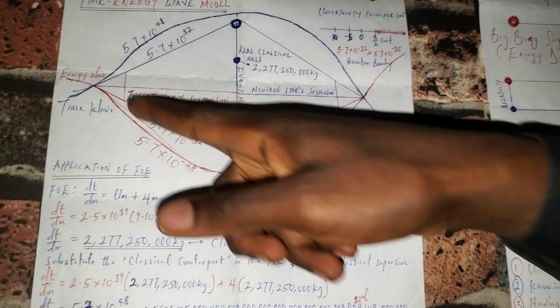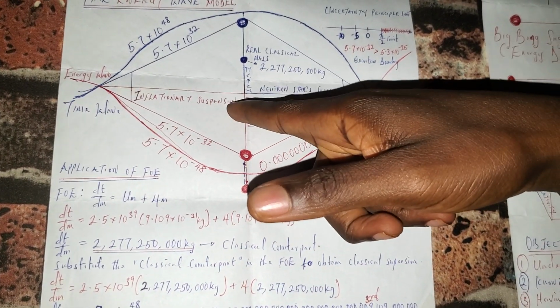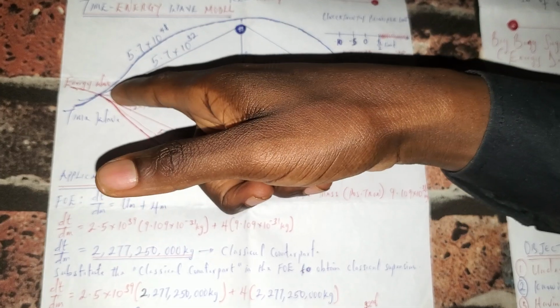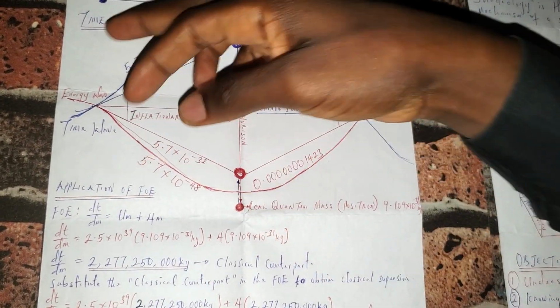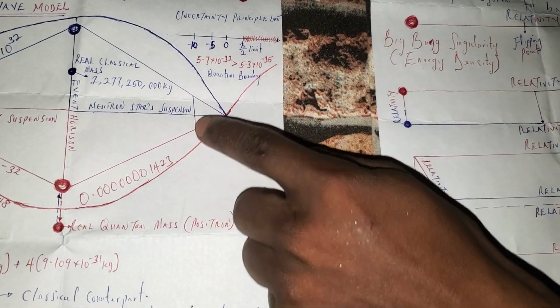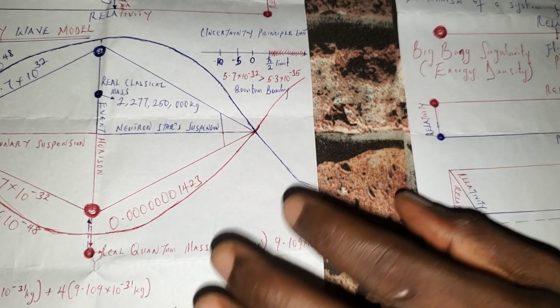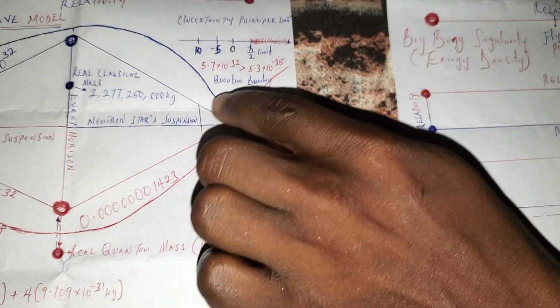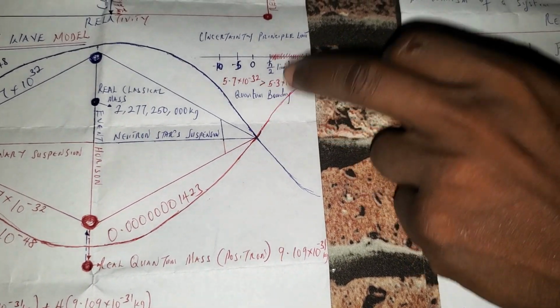Now take note that we have a suspension here, and that is inflationary suspension. Right inside this suspension, we only have electromagnetic field that is being compacted, and that is the strong nuclear force for you. Now here we have another suspension, which is neutron stars suspension. Right inside it, we have compactness of only gravitational field, and that is the weak nuclear force for you.